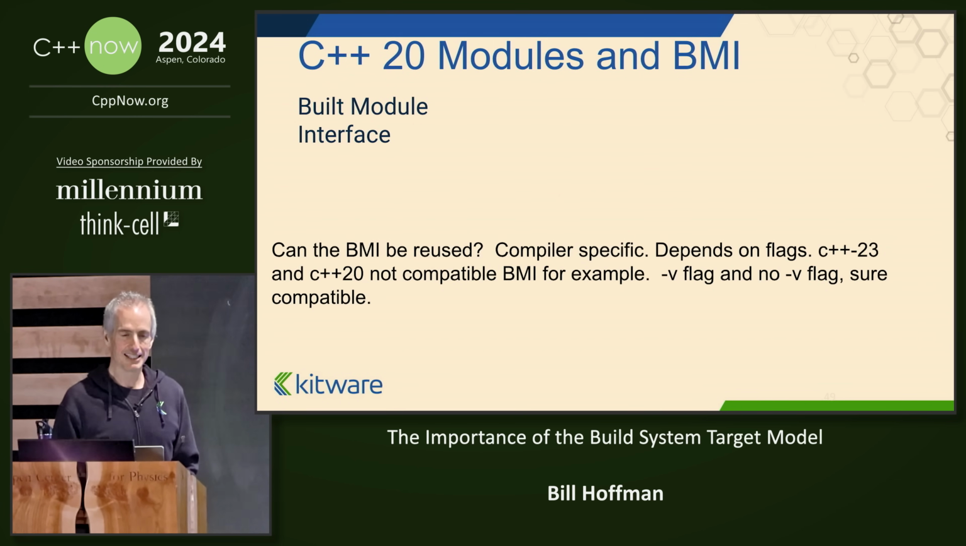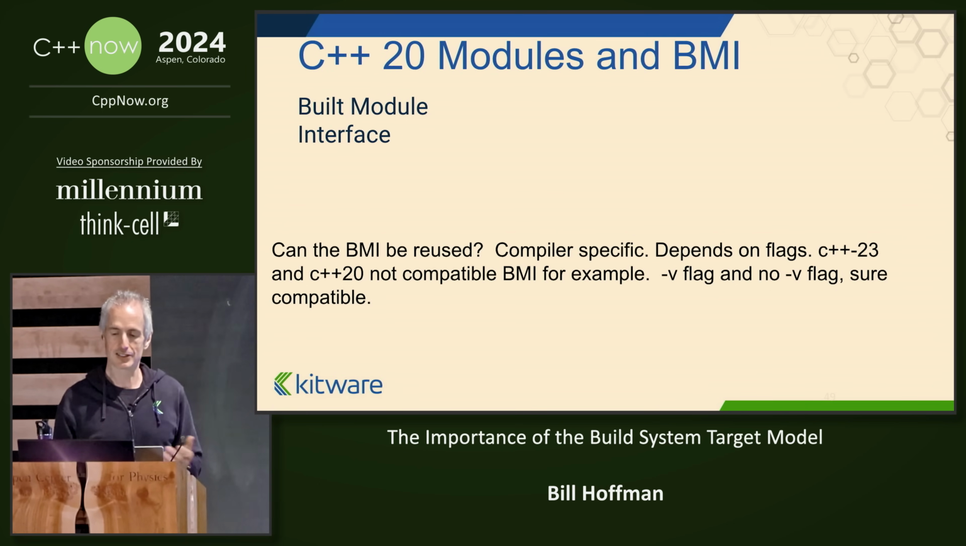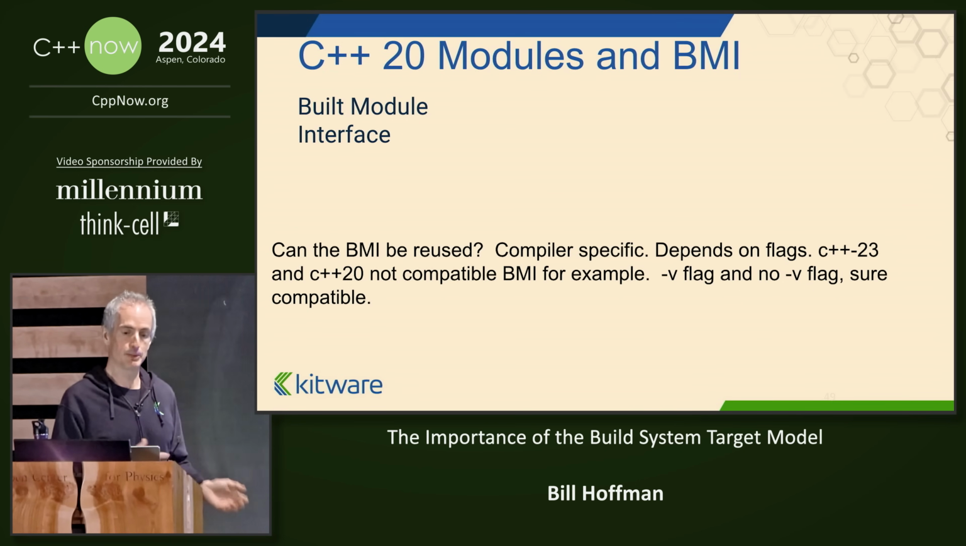And this is basically kind of like a precompiled header, but it's a lot more sensitive than regular binary files. Can the BMI be reused between two things? It's kind of a compiler-specific question. It depends on the flags being used. So like C++23 and C++20 standards wouldn't produce a compatible BMI.